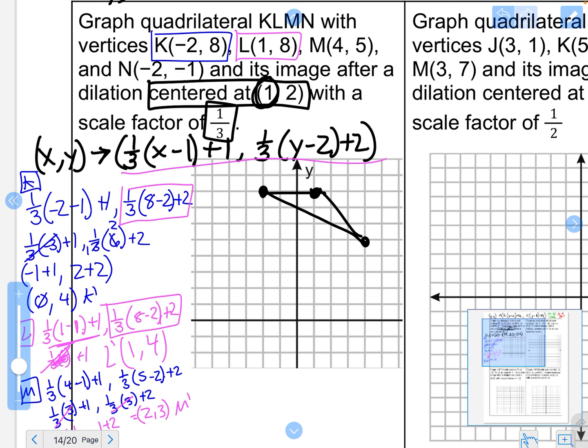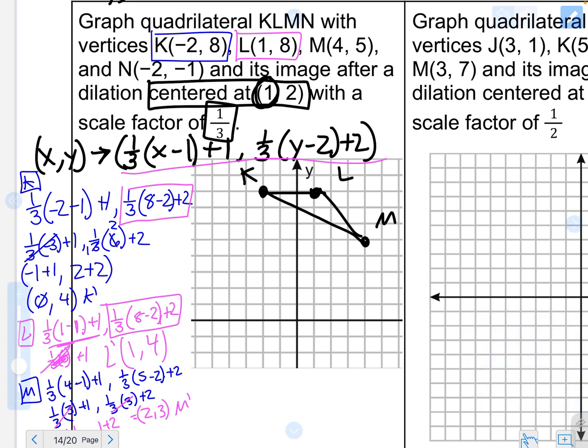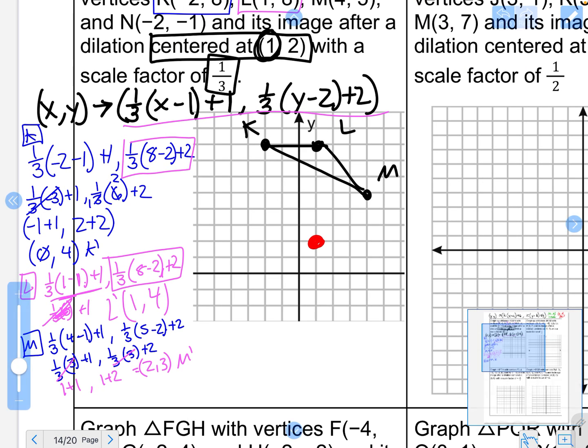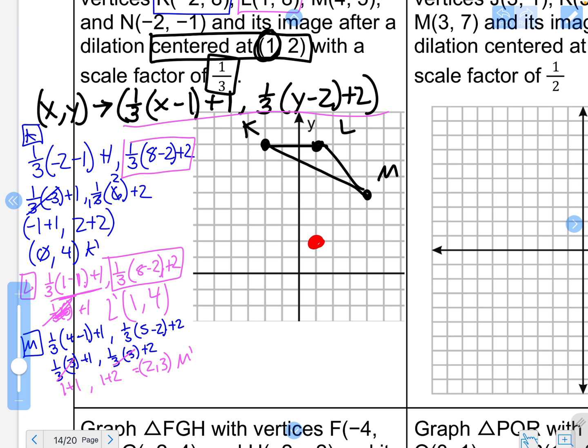And so that's our triangle there. That's K, L, and M. Our center of dilation is at (1, 2). And then our new figure, K prime is (0, 1), (2, 3), (4). L prime is (1, 4). And then M prime is (2, 1), (2, 1), (2, 3).